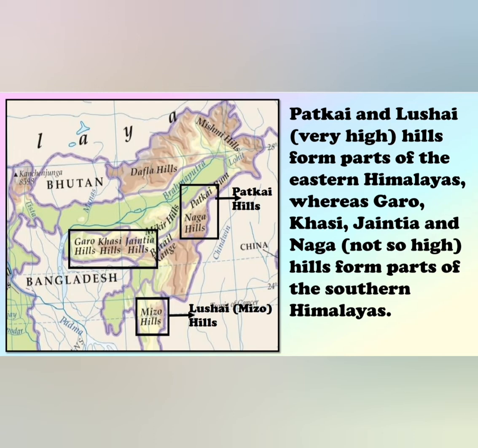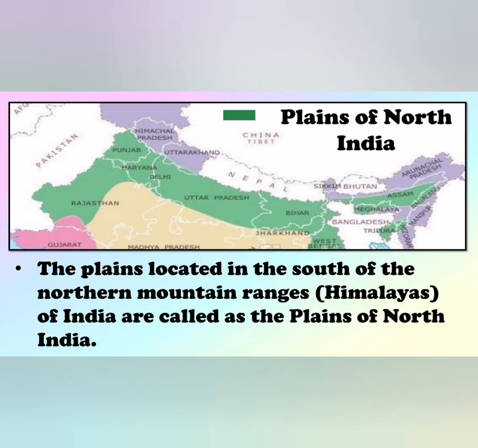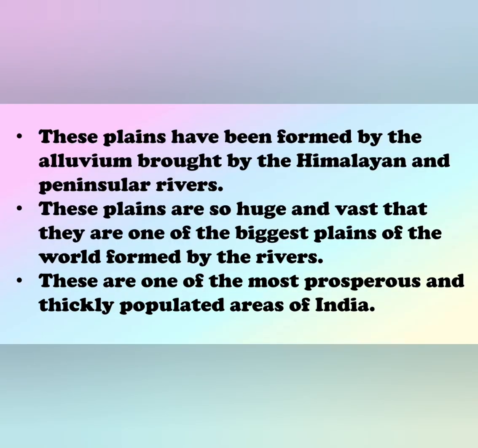Now, we move towards the plains of India. Children, we learnt about the Himalayas, that is the northern mountain range, right? So, the plains located in the south of the northern mountain ranges, that is the Himalayas of India, are called the plains of North India. These plains have been formed by the alluvium brought by the Himalayan and peninsular rivers.